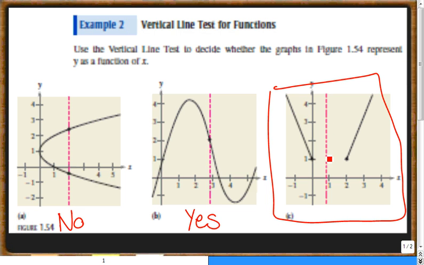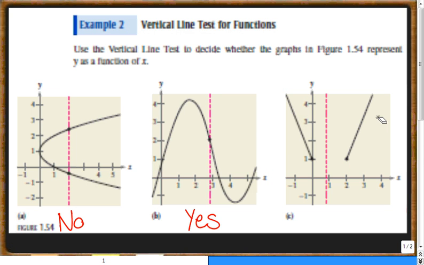And then finally we have a little bit different looking function. It's split up, it's not continuous, but that still doesn't matter. What we need to look for is, is there any place that overlaps? You could draw a vertical line anywhere, but it only is going to touch at one place. So this is also a yes.